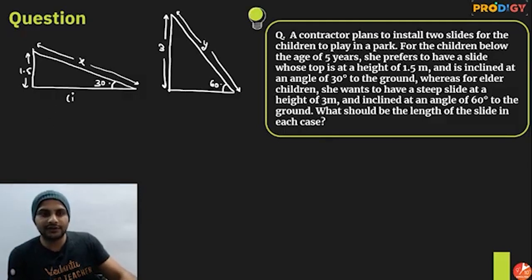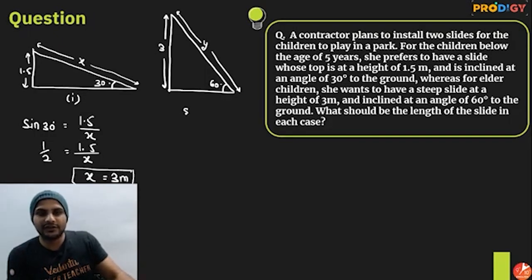So in case 1, theta is this, perpendicular is given, hypotenuse we need to find out, again sine theta. So sine of 30 degree will be equal to 1.5 upon x, which is 1 by 2 is equal to 1.5 upon x, and you will get x is equal to 3 meters, right?